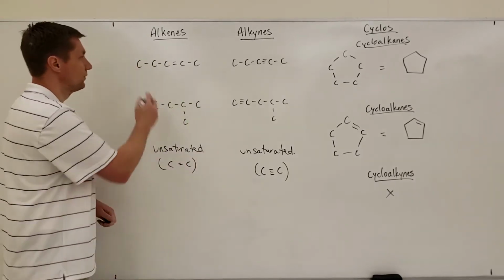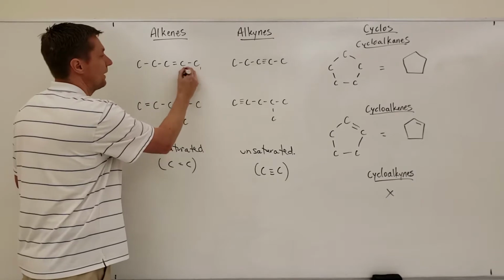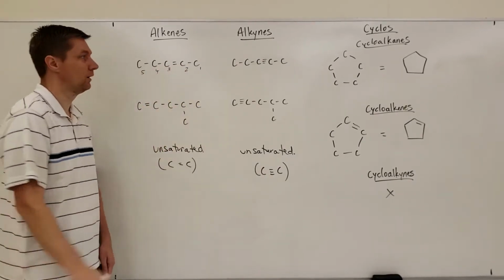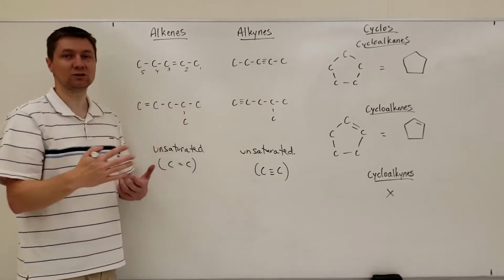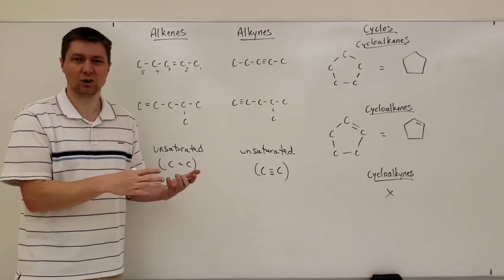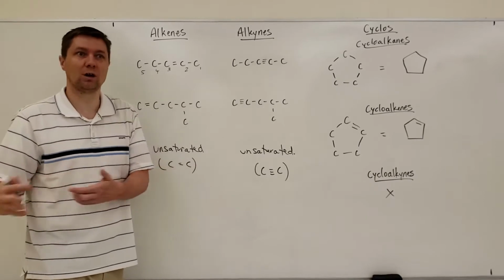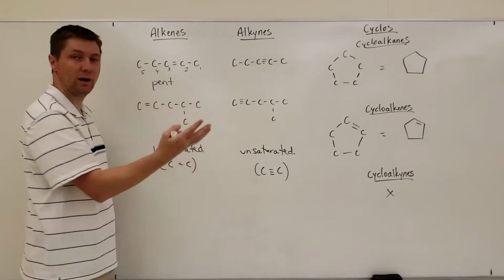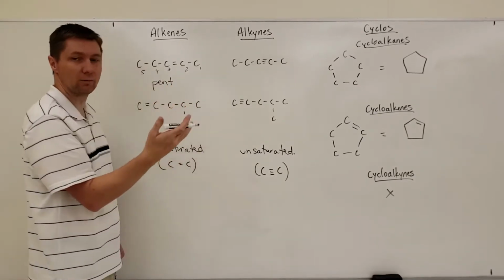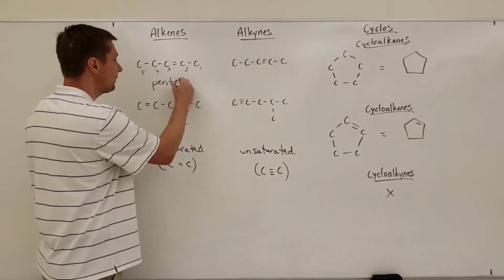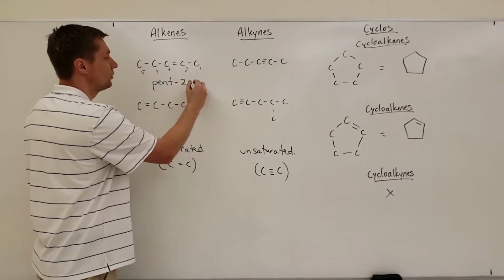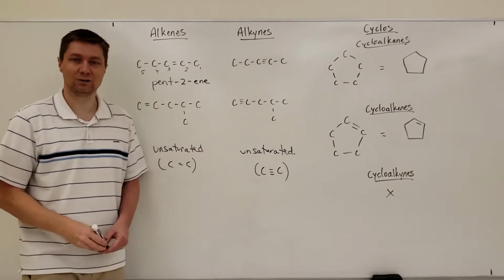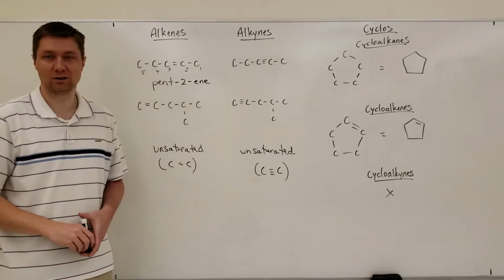So for this one right here, I'm gonna number this one backwards, so to speak. 1, 2, 3, 4, 5. And this double bond is touching carbon 2. It's also touching carbon 3, but 2 is a lower number, so we call this pent for 5 carbon, 5 carbon parent chain. And then we have to put a dash with a 2 in the middle to call it 2-ene. So pent-2-ene is the name of this compound.